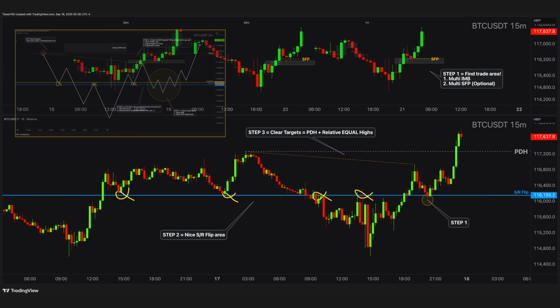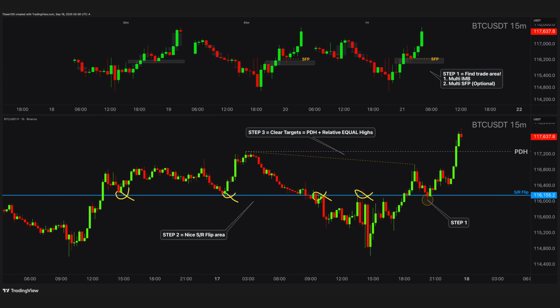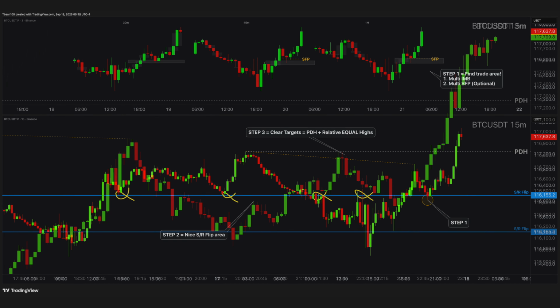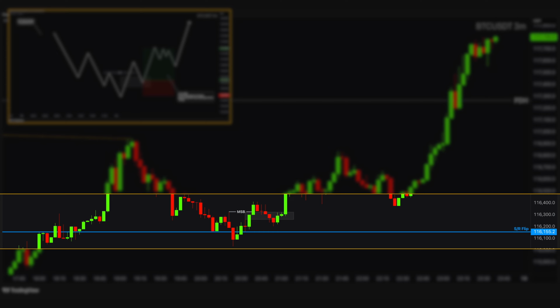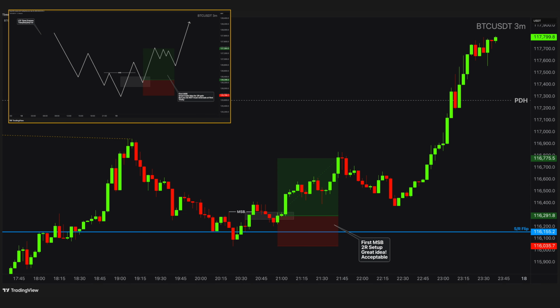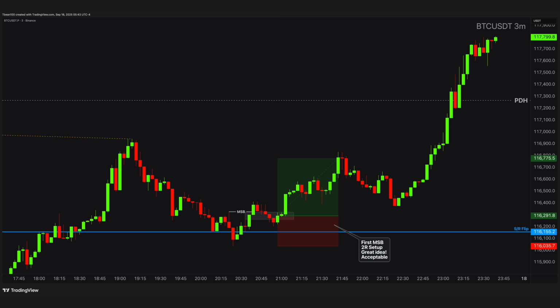Let's zoom in on the area and talk about possible entry setups. Right in the center of this trade zone, you will notice the market structure break. After that, price pulls back directly into an imbalance zone. This immediately gives us our first 2-hour setup, which is a solid and very acceptable trading idea. As you can see, this 2-hour setup is extremely compact and very tight.